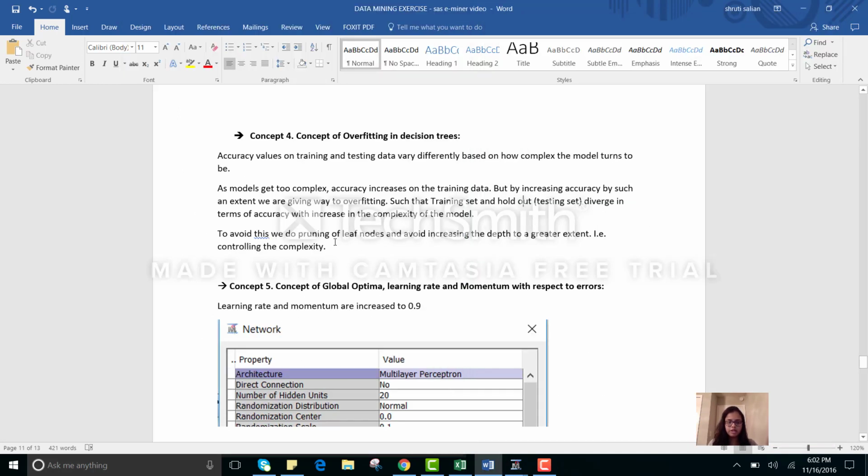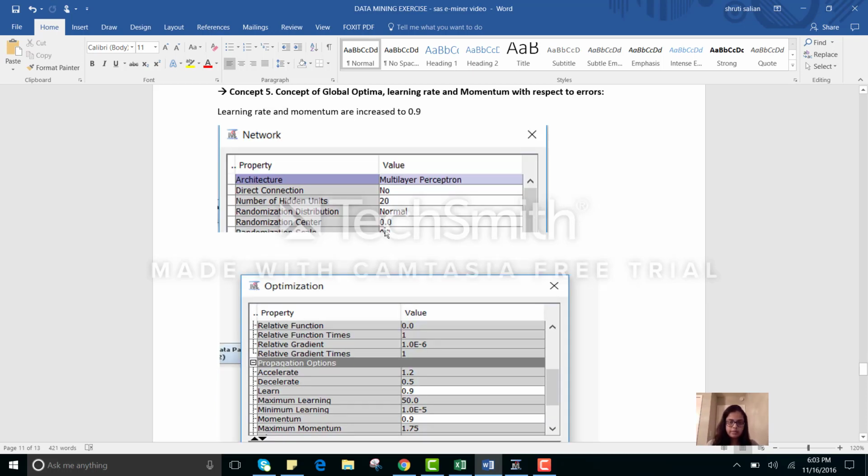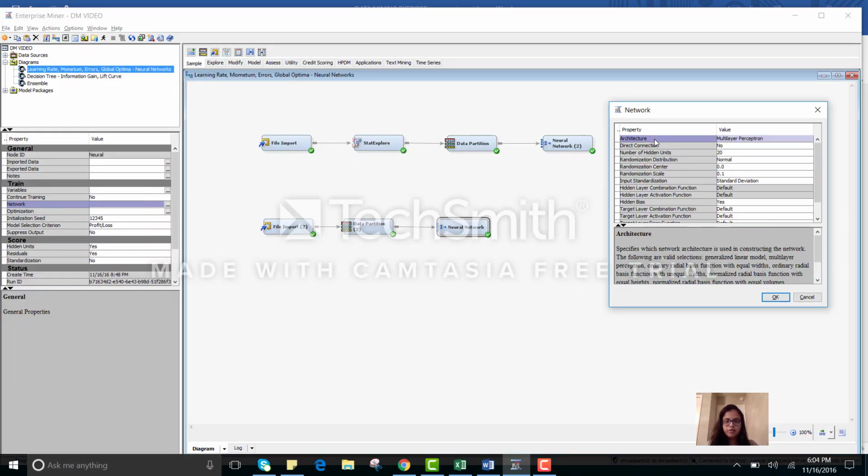So this is another concept, and to reduce this, we should avoid increasing the complexity to a greater extent, and we should control increasing the complexity. To avoid this, we do pruning of the leaf nodes, which keeps the error in check and also the complexity in check. The fifth concept is the concept of global optima, learning rate and momentum with respect to the error.